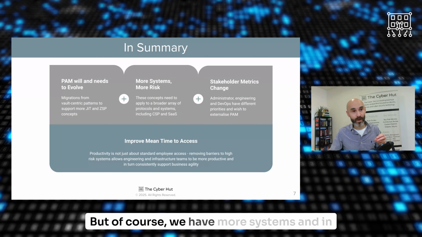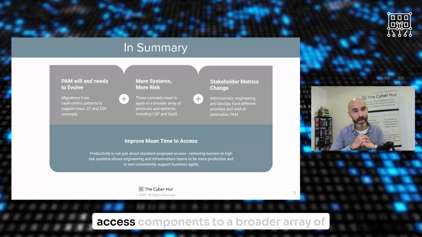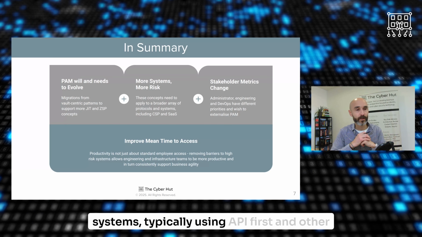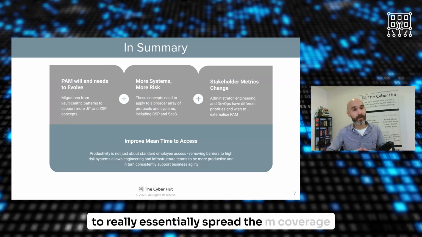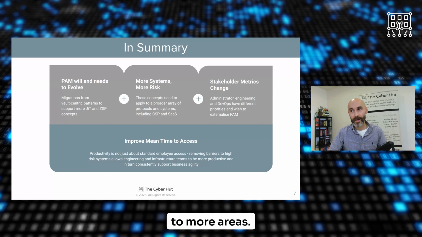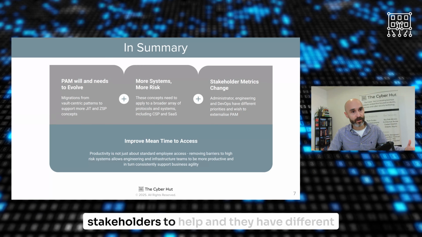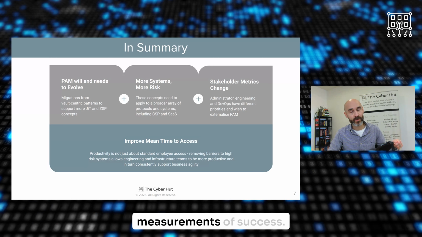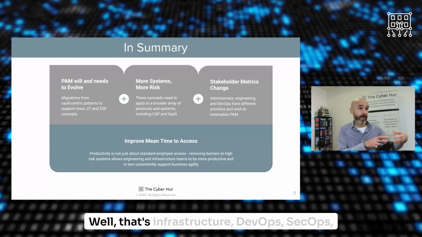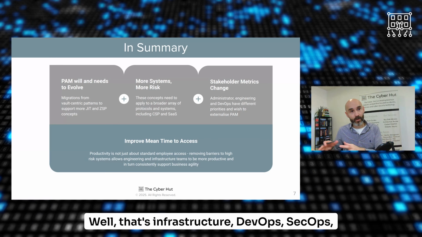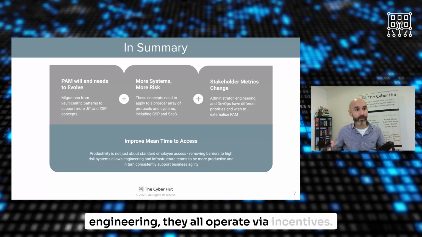But of course, we have more systems and in turn more risk that needs to be managed, and we have to integrate these privileged access components to a broader array of systems, typically using things like API first and other, to really essentially spread the coverage to more areas. But by design, we also have different stakeholders to help, and they have different measurements of success. And whether that's infrastructure, DevOps, SecOps, engineering, they all operate via incentives.